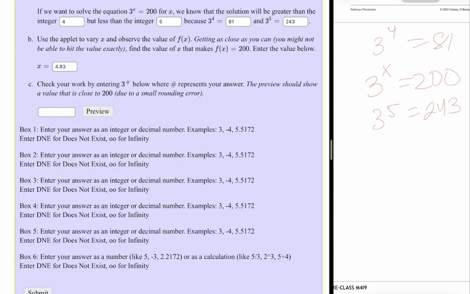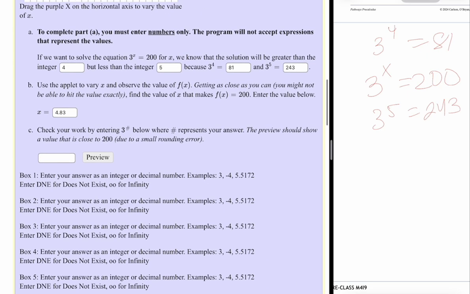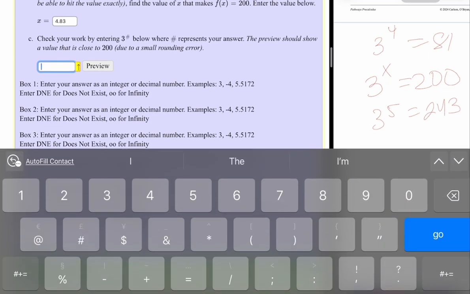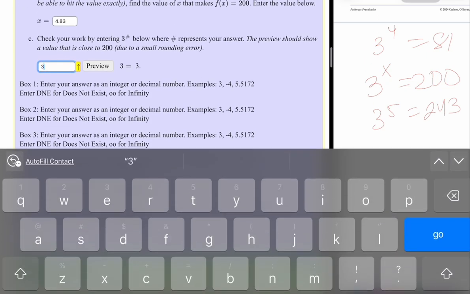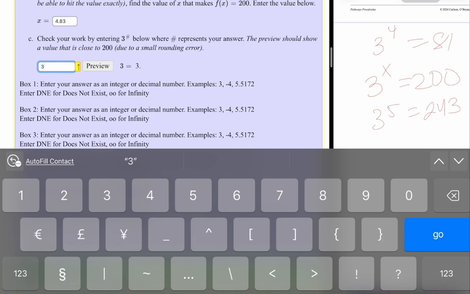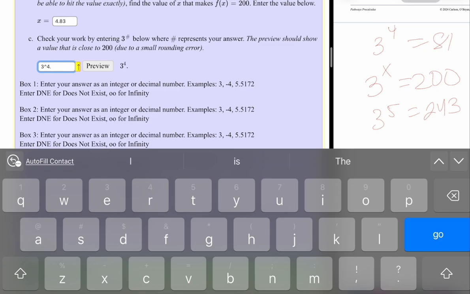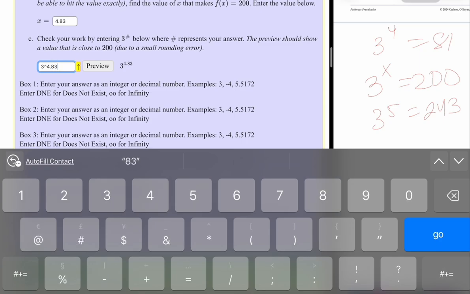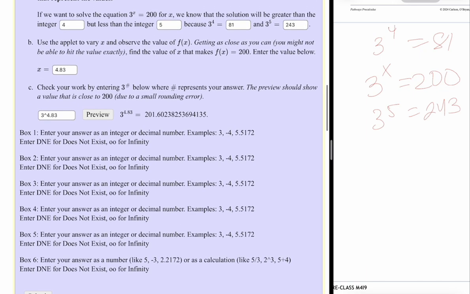And then it says check your work by entering 3 to a power below that represents your number, and the preview should show that you're super close to 200. So I'm going to put in here 3 to a power of that 4.83 that I thought it was in the step above. And you can see my preview is pretty darn close. It might yell at me. It might want 4.82 or something. It's a little big, but.